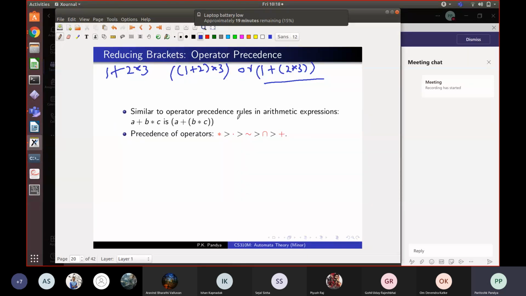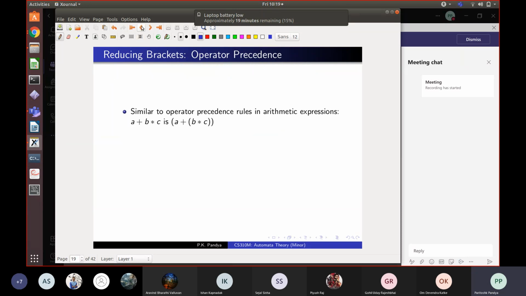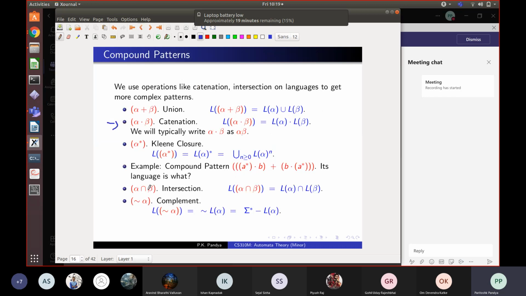We will similarly use operator precedence rules even for these patterns that we have got. And what are the precedences? Star has the highest precedence. It binds to the thing nearest to it. Dot has the next precedence. I should have told you two more constructs that we have. We also have an intersection construct. So alpha intersection beta denotes the intersection of the languages of alpha and beta, so the language of alpha intersection beta is L of alpha intersected with L of beta. And tilde of alpha denotes the complement.